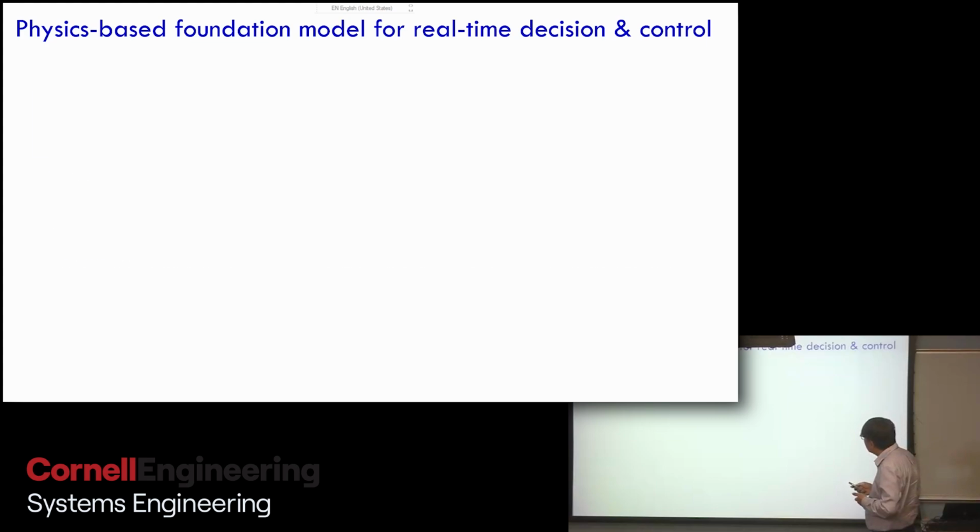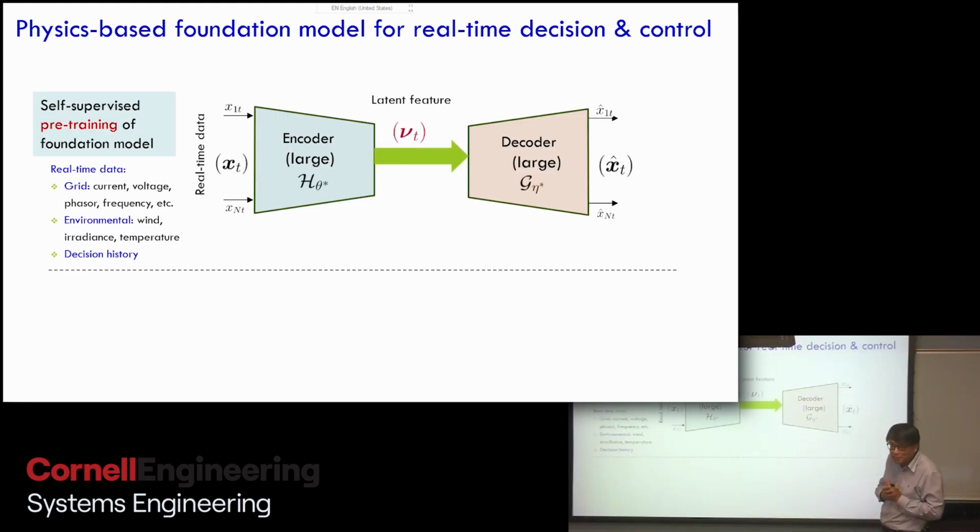So I'm going to follow exactly the same architecture. I'm going to look for an encoder, a decoder. I'm going to take real-time data. Since I work on power systems, I'm using all the power system data: measurements of current and voltages, frequencies on the power grid, the environmental measurements like wind, temperature, and so on, right? And also your past decision history. Those are the inputs of the encoder, the things that will be used for training.